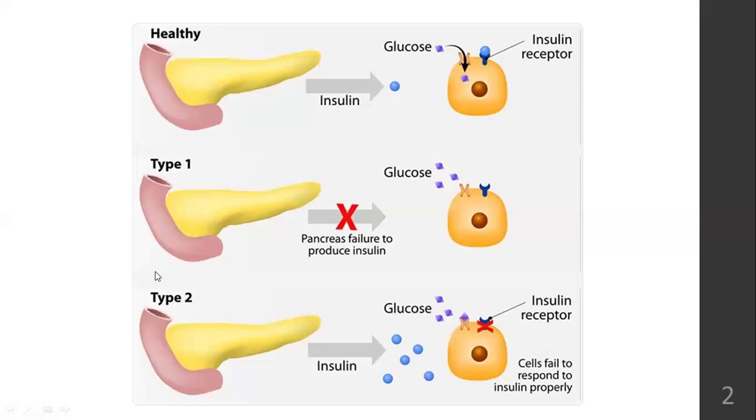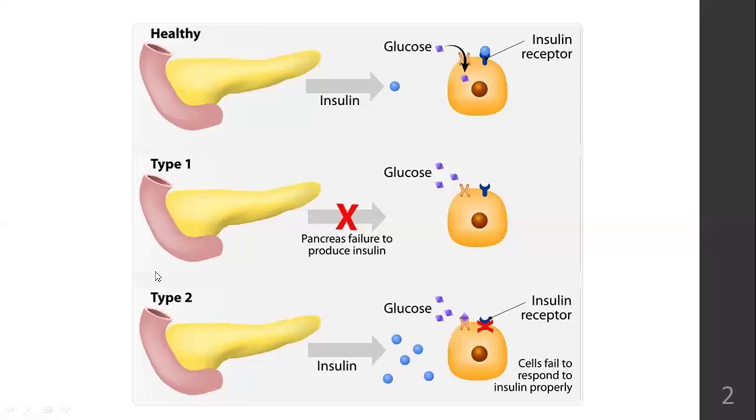Now, how does diabetes happen? In a healthy situation, insulin is secreted by your pancreas. There are cells in the pancreas called the islets of Langerhans. There are alpha cells and beta cells. Beta cells are supposed to secrete insulin, and alpha cells are supposed to secrete glucagon. Insulin is secreted by the beta cells of the islets of Langerhans in the pancreas.